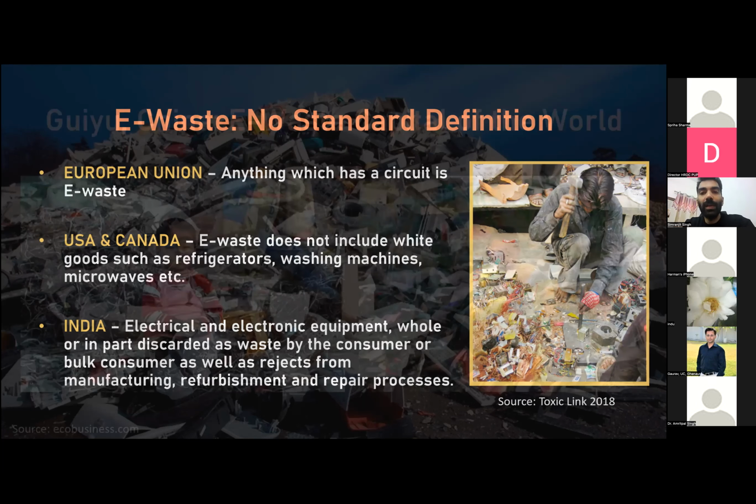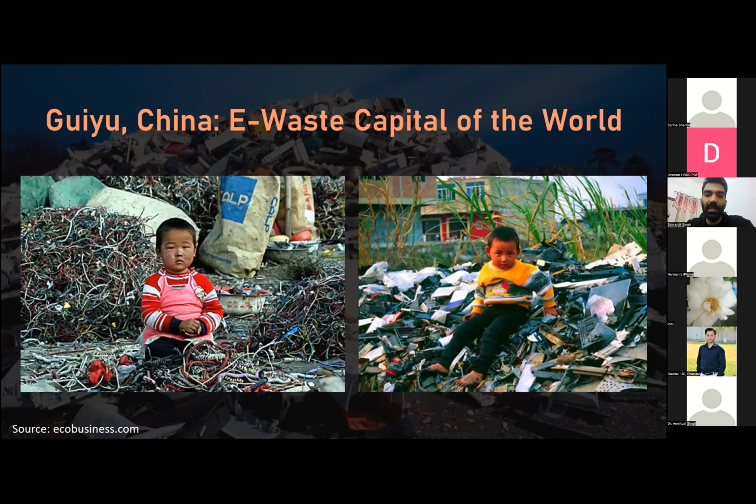Before I delve deeper into the fine details of e-waste, I'd like to show you some pictures so that you can understand the perspective and the extent of the problem we are currently facing with e-waste. This is Guiyu in China, also known as the e-waste capital of the world. In this picture you can see two children sitting on huge piles of e-waste. The first child has cables and wires all around him.